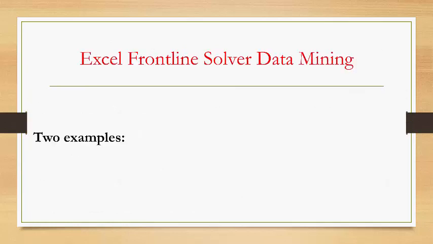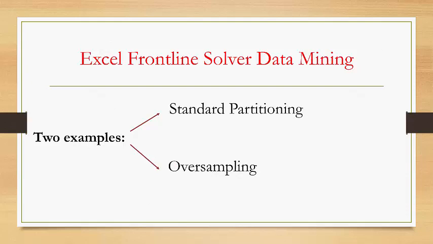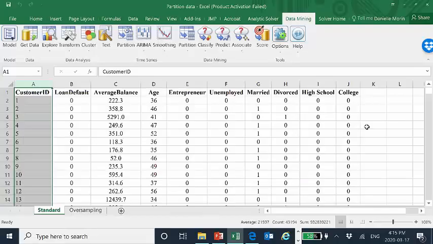Excel Frontline Solver Data Mining offers two types of partitioning. The first one, most used, is the standard partitioning, and the other one is the oversampling approach, which is the case when we are dealing with rare events. Let us go to Excel and illustrate those two approaches.